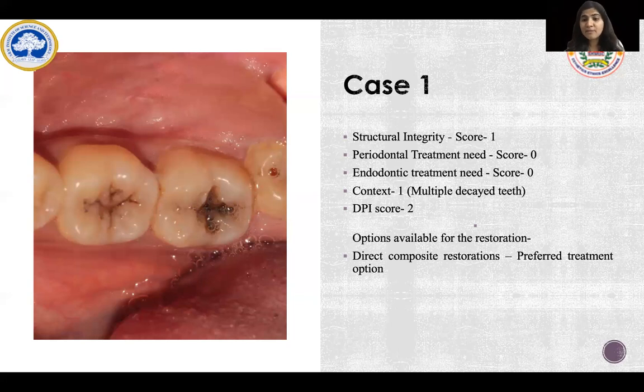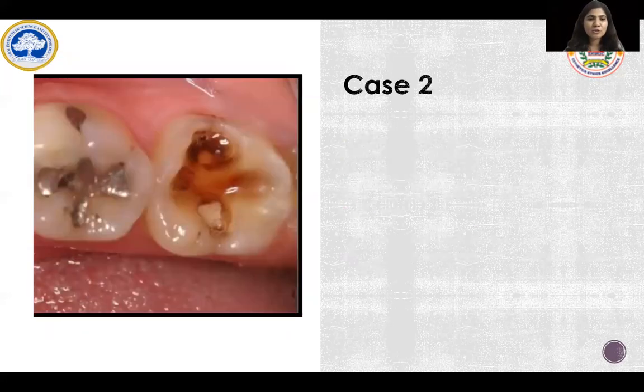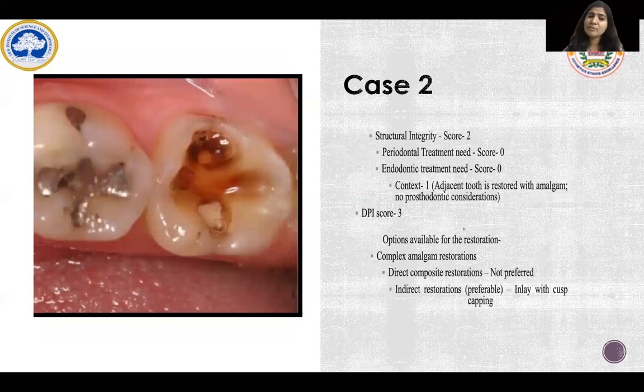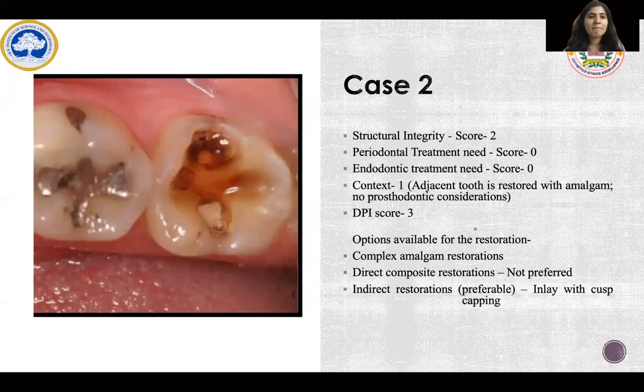So the options that are available for the restoration are direct composite restorations. It is our preferred treatment option. Coming to this tooth, we can see that there is one adjacent amalgam that is already present, and a structural integrity of maybe score 2 can be given. Periodontally, it is sound and it does not require any endodontic management. However, due to the presence of the adjacent amalgam tooth and no prosthodontic considerations, a context of 1 is given due to the local factors. So a total DPI score of 3 is obtained in this case.